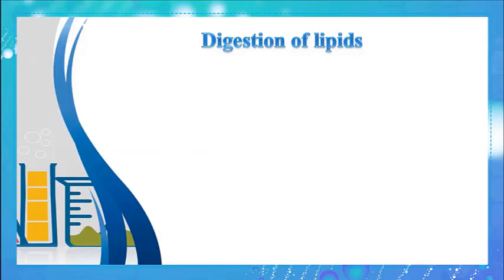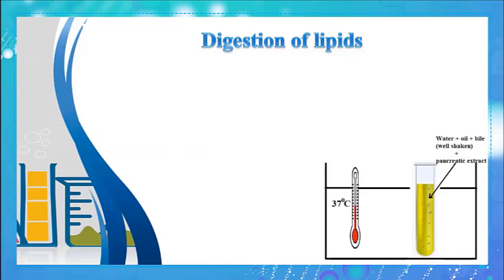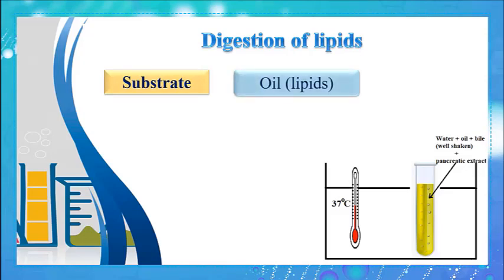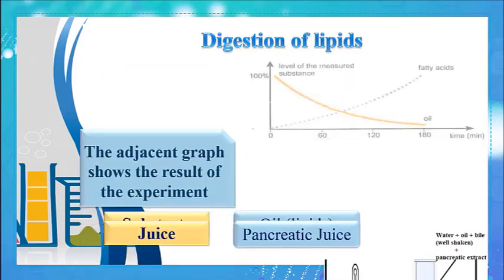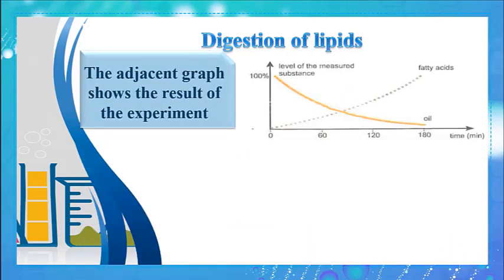Now, after being emulsified by bile, let's study the digestion of lipids by their enzyme. In this experiment, the substrate is oil, which belongs to lipids, and the juice is the pancreatic juice. The adjacent graph shows the results of the experiment.